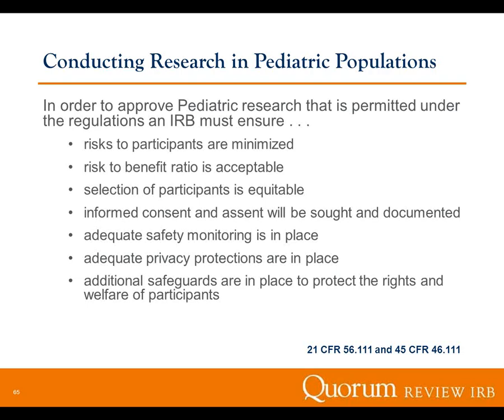Risks to participants are minimized, risk to benefit ratio is acceptable, selection of participants is equitable, informed consent and assent will be sought and documented, there are adequate safety monitoring in place, adequate privacy protections are in place, and there are additional safeguards in order to protect the rights and welfare of participants. This is the same criteria the IRB would consider if you're determining whether or not to approve research in adults, but we're applying that to children.